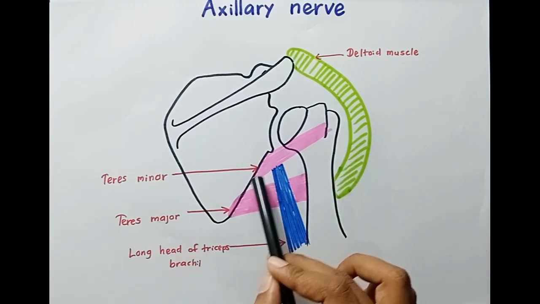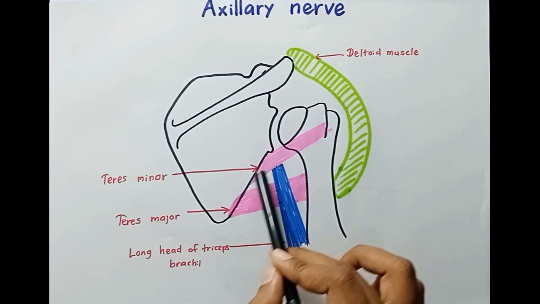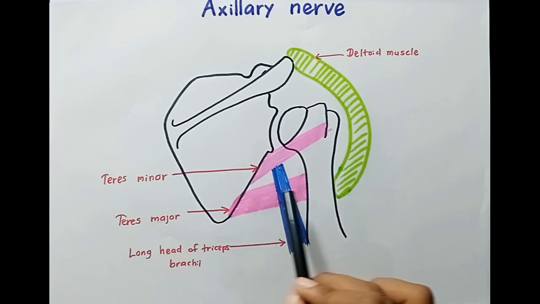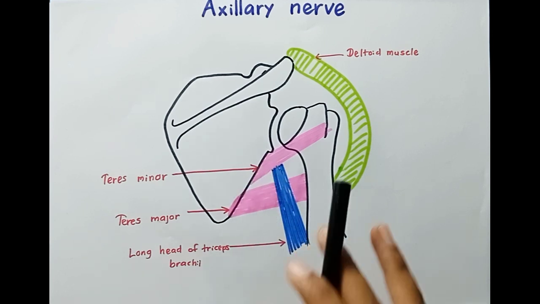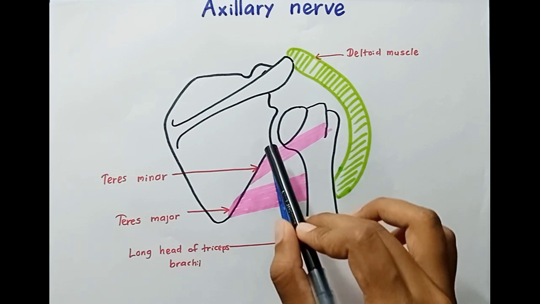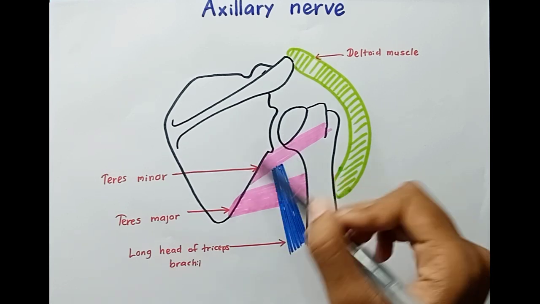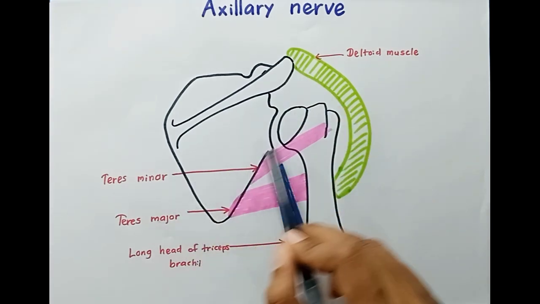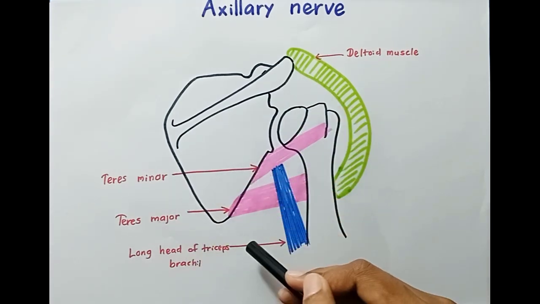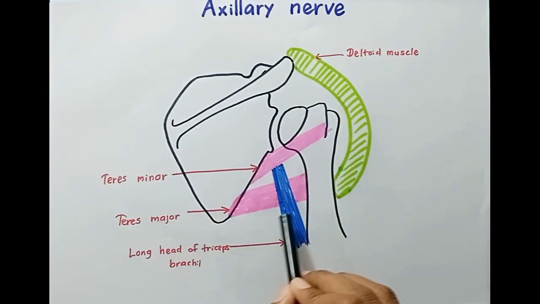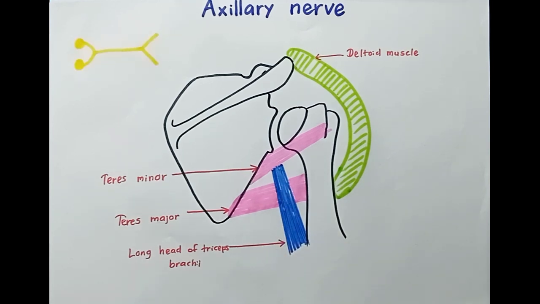When we talk about the triangular space, here you can see the space in triangular shape. It is bounded laterally by the long head of triceps brachii, superiorly, that means from above, by the teres minor muscle, and inferiorly by the teres major muscle. Now let's talk about the axillary nerve.